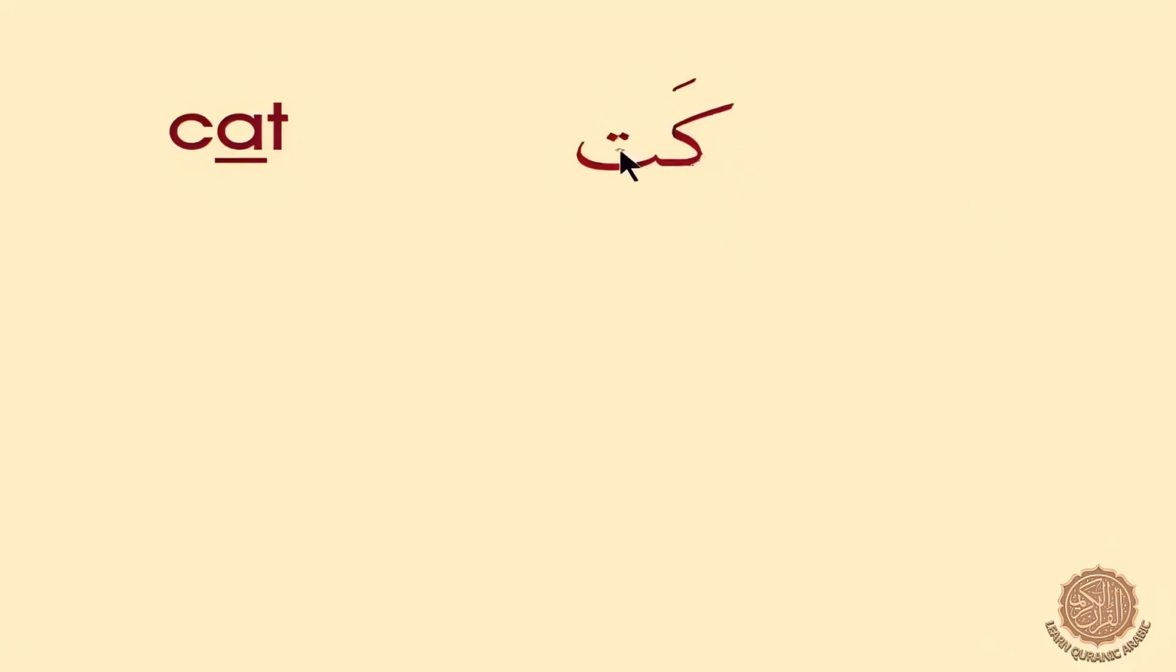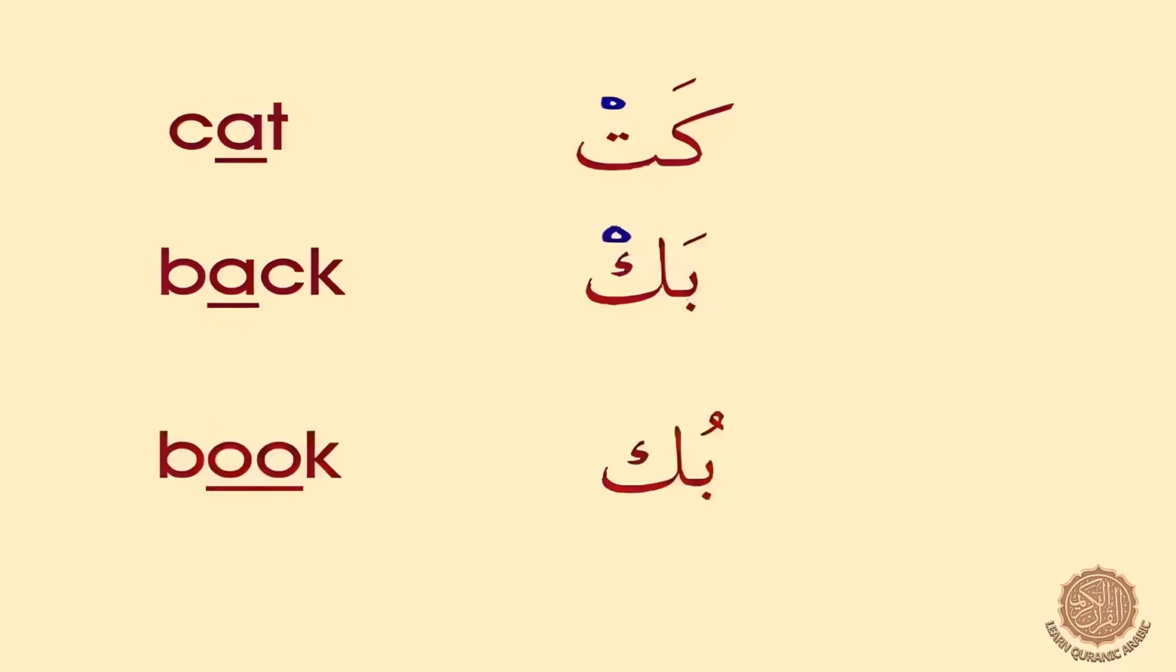If we give it actually a mark, for example, a fatha, it'd be kata or katu or kati. Similarly, the word back. So it's back. So there's a sukoon there as well. And we have the word book. Same thing. Book, there's a sukoon there.